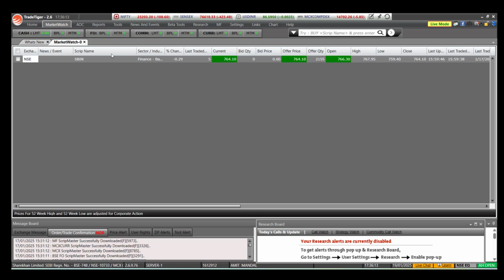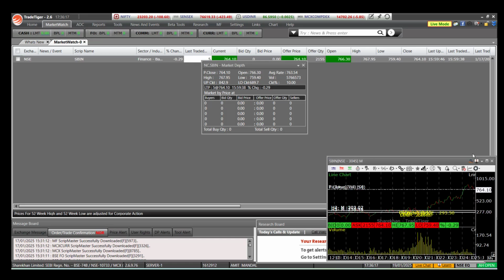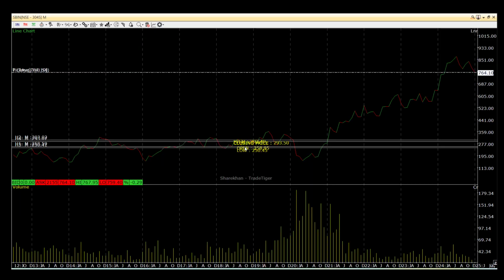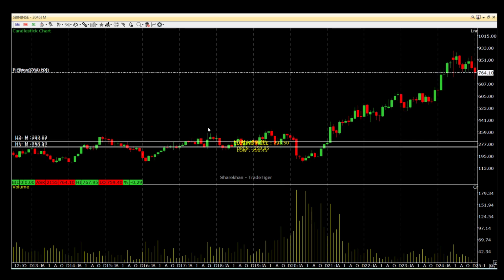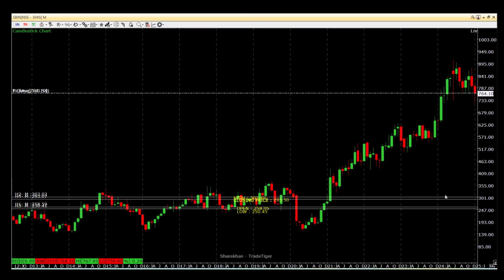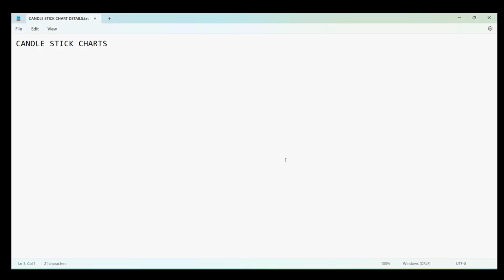So as you can see, there is a State Bank of India chart, SBIN, and now I will open it. So as you can see, it is the State Bank of India candlestick chart. These are the candles. So basically, candles are of different time frames. What does it mean?